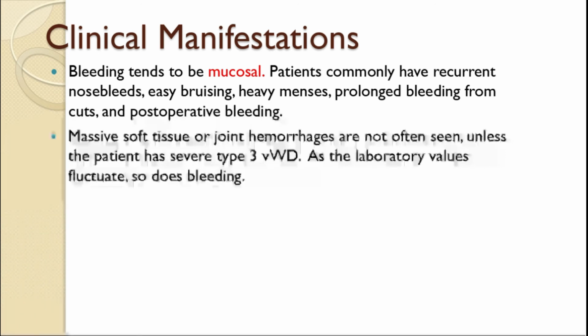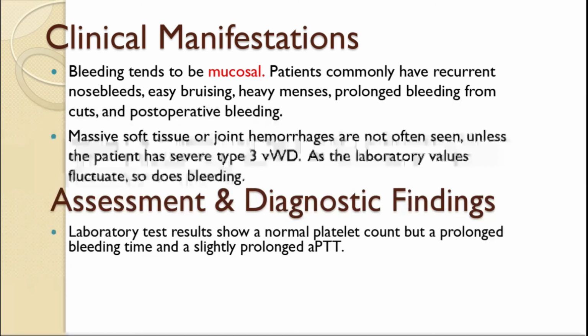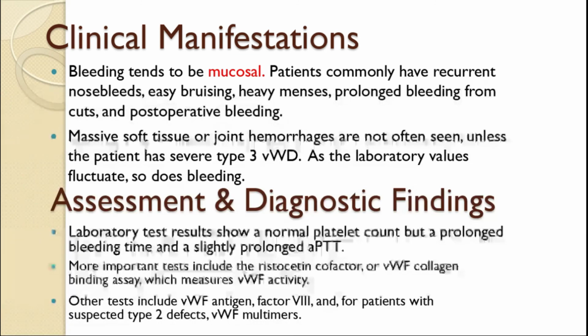Now, for the assessment and diagnostic findings of von Willebrand's disease, laboratory test results show a normal platelet count but a prolonged bleeding time and a slightly prolonged APTT. More important tests include the ristocetin cofactor or VWF collagen binding assay, which measures VWF activity. Other tests include VWF antigen, factor VIII, and for patients with suspected type 2 defects, VWF multimers.